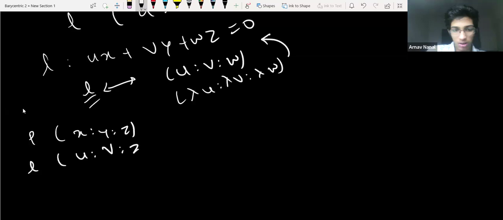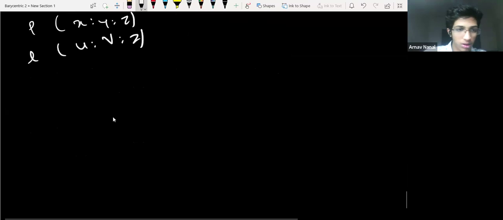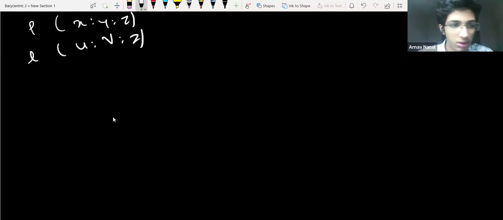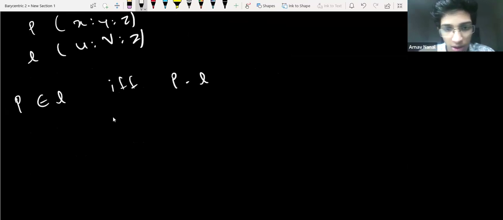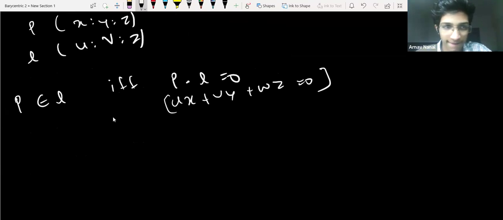So now one thing to observe is you can reframe the incidences and things. So P belongs to L if and only if P dot L equal to 0. So you can imagine this as vectors sort of. And now P dot L is equal to 0, that is just the condition ux plus vy plus wz equal to 0. Is it okay?